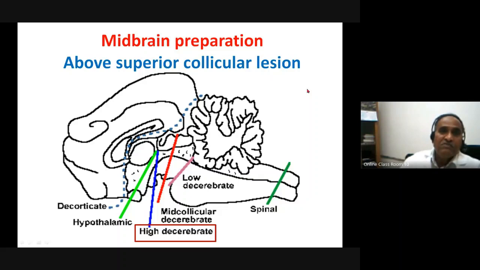Then we move on to the next level, that is the midbrain preparation. It is above the superior colliculus. This is the superior colliculus here, and the lesion is above it. When the lesion is made above the superior colliculus, the midbrain remains intact. But the thalamus, the basal ganglia, and the cortical inputs are not reaching down. The midbrain and the lower parts are intact. That is the midbrain preparation, which can be performed because the lesion is above the superior colliculus.